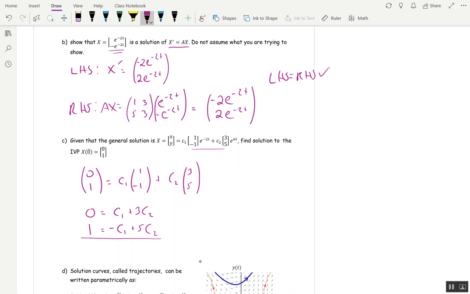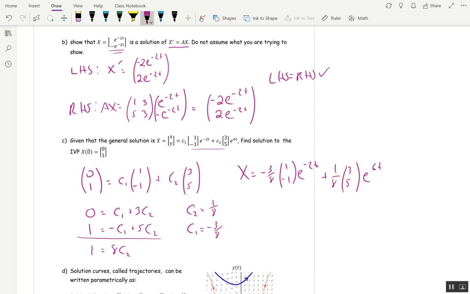So I will add these two equations together to eliminate C1. 1 is 8C2. So C2 is 1/8. And then C1, look at this equation. If C2 is 1/8, C1 is negative 3/8. So plug that back into x. X is negative 3/8, 1, negative 1, e to the negative 2t, plus 1/8, 3, 5, e to the 6t.